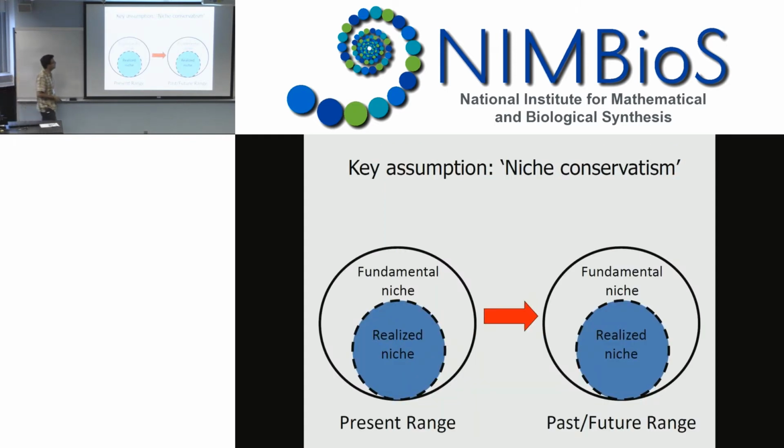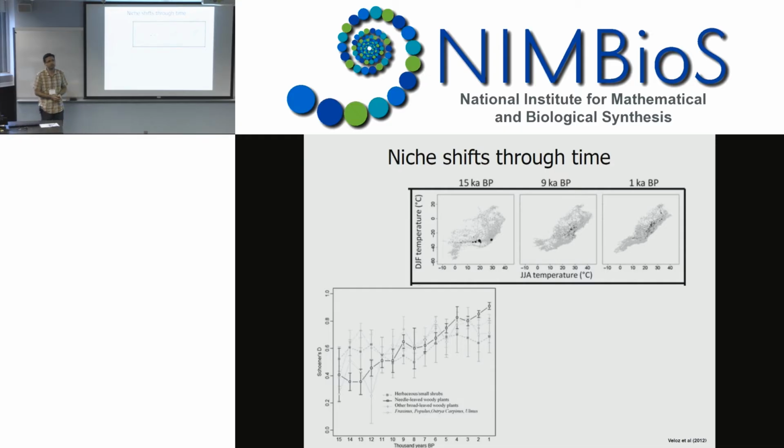So the key assumption here is that what we observe at present is going to hold into the future in terms of these relationships. And there's evidence that that's not always the case. This is some work out of Jack's lab here. This is Fraxinus, plotting the niche in environmental space. You can see 15,000 years ago, abundance was relatively high in this region, and then moving forward in time, it expanded out into these other regions.